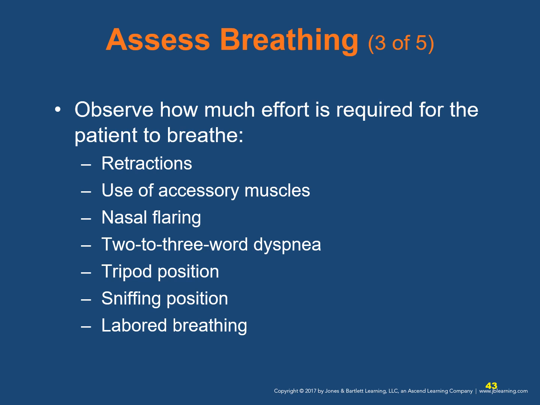Consider providing positive pressure ventilations with an airway adjunct when respirations exceed 28 breaths per minute, respirations are fewer than 8 breaths per minute, or respirations are too shallow to provide adequate air exchange. Shallow respirations can be identified by little movement of the chest wall, which is reduced tidal volume, or poor chest excursion. Observe how much effort is required for the patient to breathe. Look for the presence of retractions, use of accessory muscles, nasal flaring, 2 to 3 word dyspnea, tripod position, sniffing position, or labored breathing.